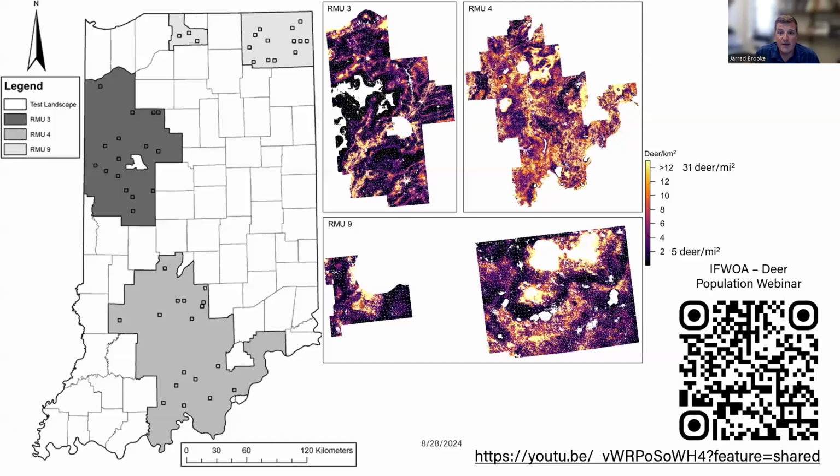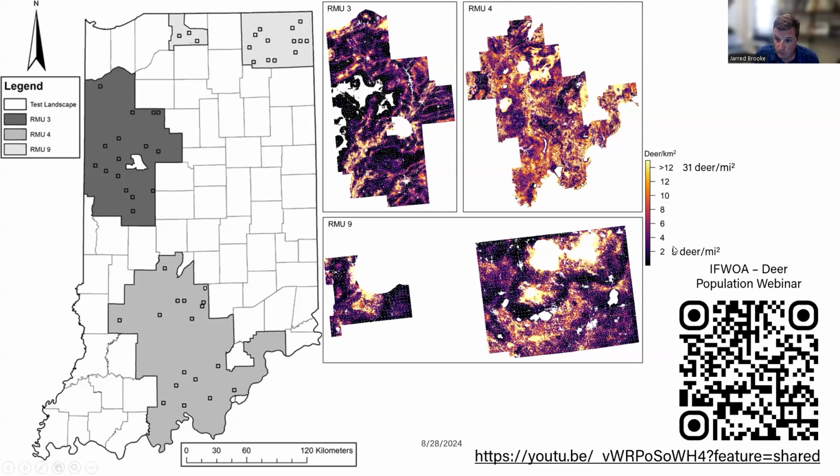And just to give you an understanding of how deer densities vary across Indiana, the left is the map of the areas we worked in, and the right is deer density per kilometer squared, which I've changed to deer density per square mile. So any area that you see as very white or yellow, the deer density was really high, at 31 deer per square mile or more.